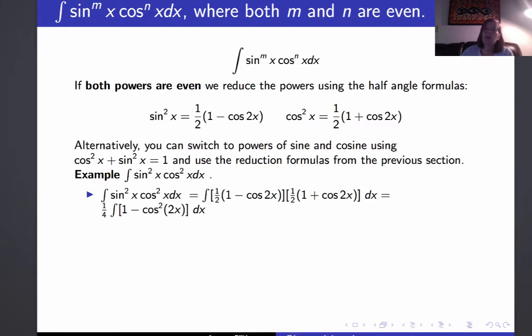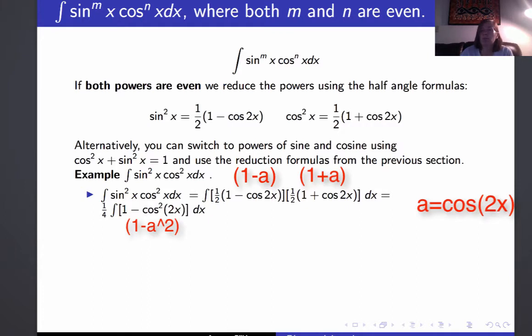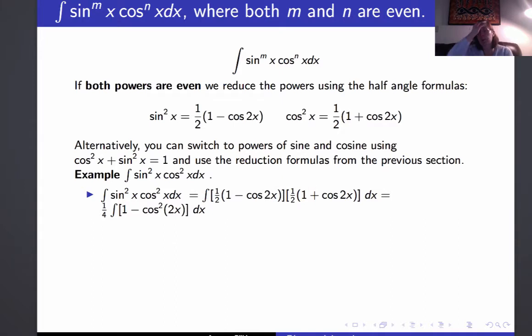Now, if we convert sine squared and cosine squared using these half-angle formulas, we end up with the integral of 1/2 times 1 minus cosine 2x times 1/2 times 1 plus cosine 2x. And pulling out those 1/2s, we get 1/4 times the integral of something of the form 1 minus a times 1 plus a, which is equal to 1 minus a squared. So we end up with 1/4 of the integral of 1 minus cosine squared 2x dx.